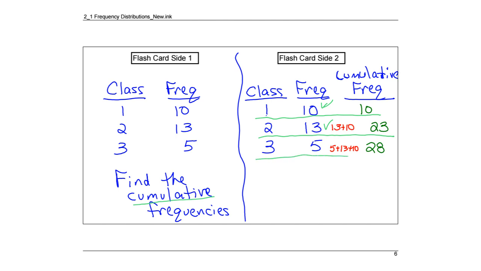And then finally, when I come to the third row, I'm going to take the 5 plus the 13 plus the 10, which gives me the 28. And sure enough, I know that my sample size from the last flashcard was 28. And so that's a good check. You want to make sure that when you come all the way down your column of cumulative frequencies, you end up with the sample size at the end. So remember, that one is the sample size, and we use the letter N to denote that.